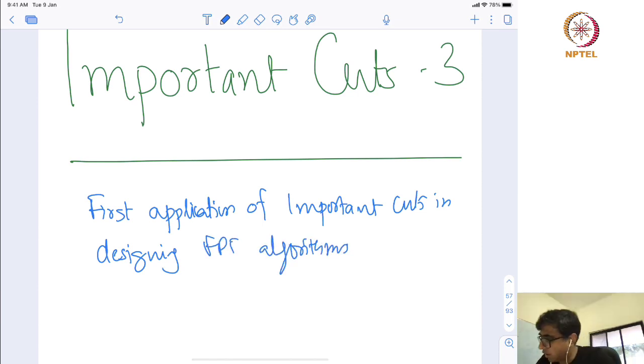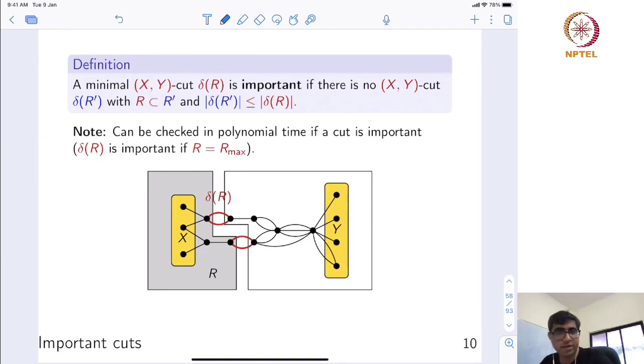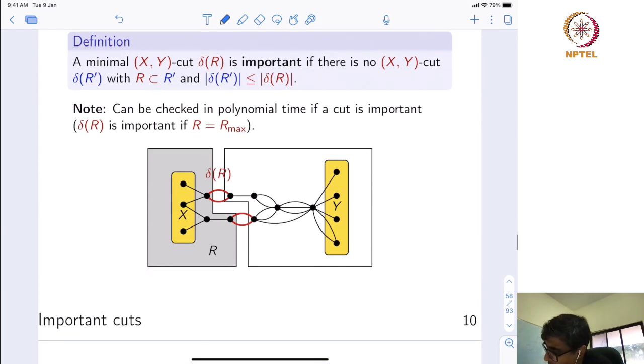So let's just recall the definition. If you recall correctly, a minimal XY cut delta R is important if there is no XY cut delta R prime with R a proper subset of R prime, and the number of edges in delta R prime is at most delta R. These are called important cuts.